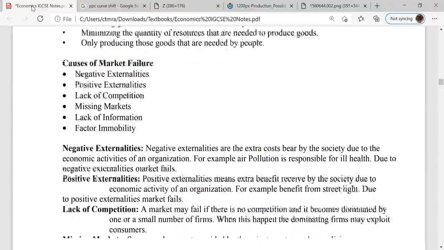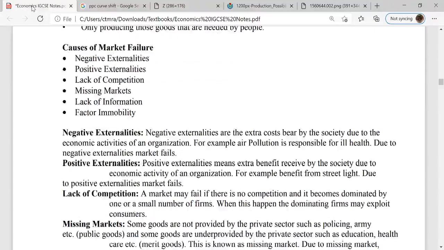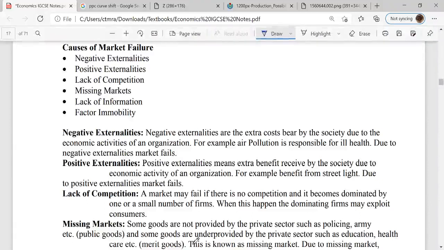Let's go through some examples, like externalities. Externalities is the spillover effect of the production or consumption of goods and services. If it is a negative spillover effect, that means it's negative externalities, and if it is a positive one, it's positive externalities.